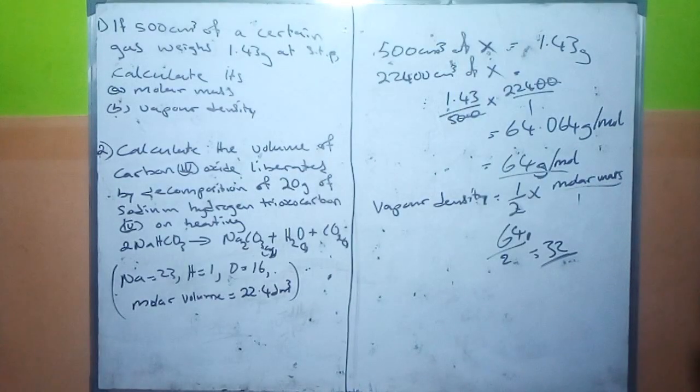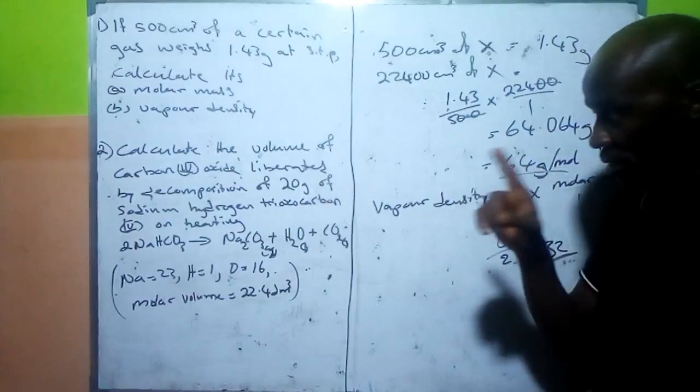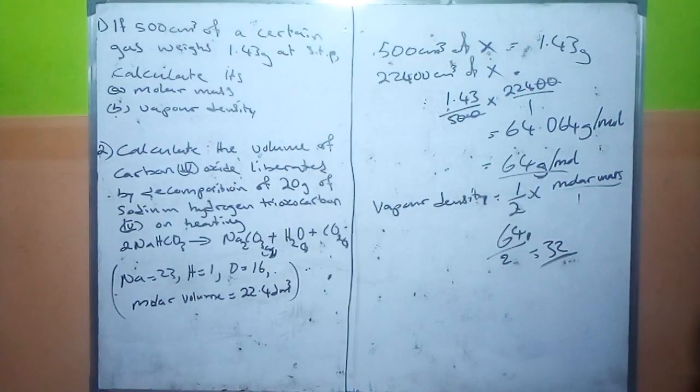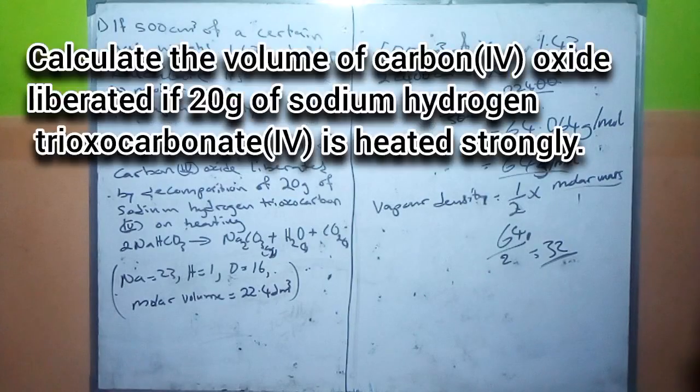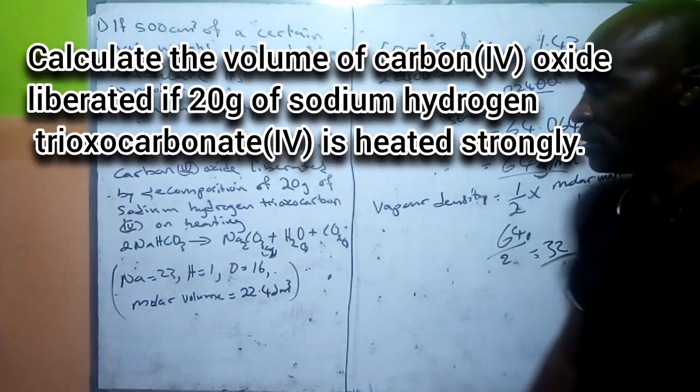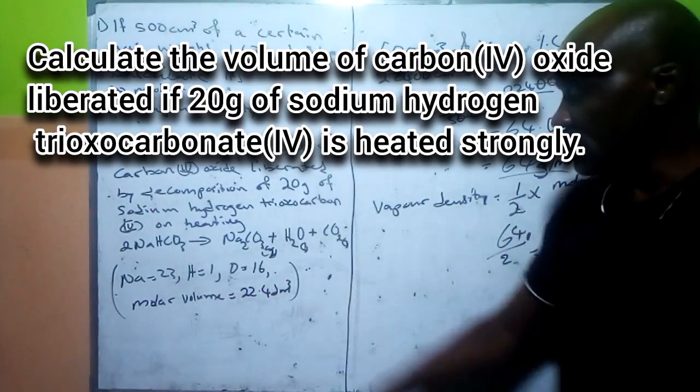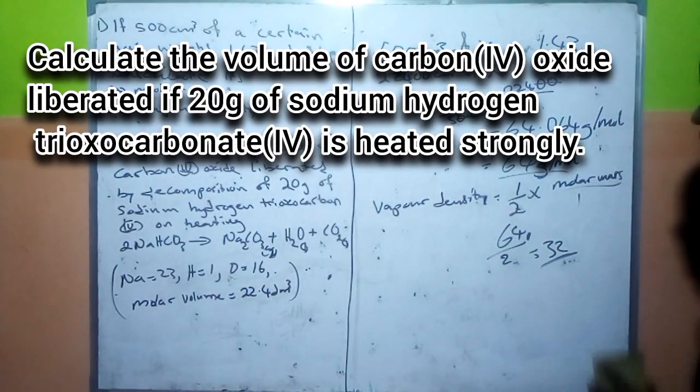Now, the next one we're going to be looking at is a bit different. It says calculate the volume of carbon 4 oxide liberated by decomposition of 20 grams of sodium hydrogen trioxocarbonate 4 on heating. We have a balanced chemical equation for that, and every other thing we need is already stated there. So what else are we going to do here?